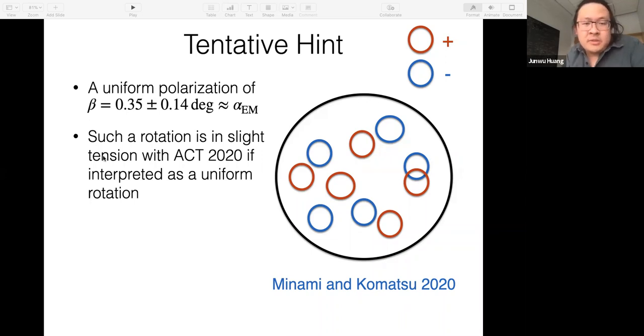Okay, so such a rotation, if you really interpret it as a uniform rotation everywhere, is in slight tension with the data from ACT 2020. And so there is some debate going on between them. So what we were thinking is, could this signal be coming from the strings? And the way it can come from the strings is the cosmic variance. So if you look at this plot here, where we have a lot of small loops, you have small loops everywhere, and they overlap with one another.